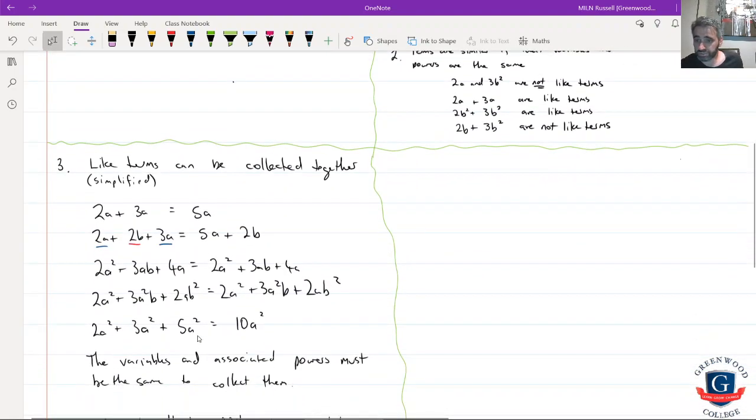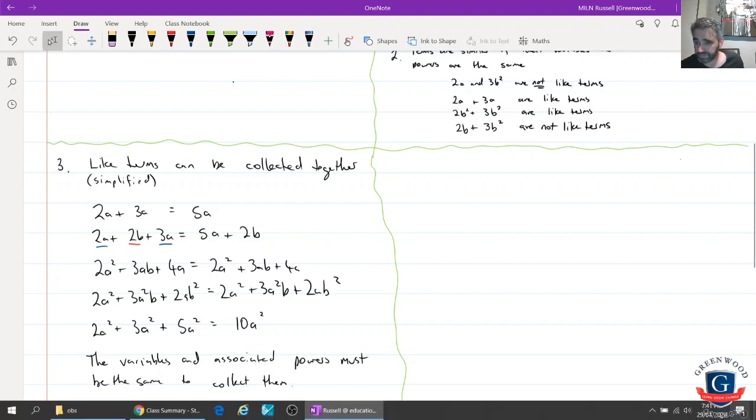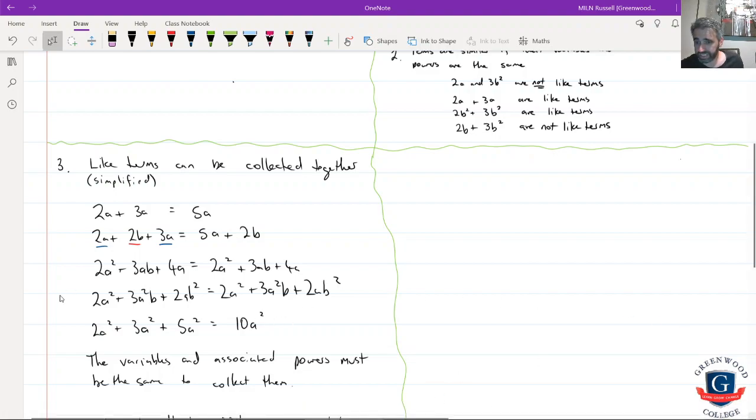Like terms can be collected together. 2a and 3a are like terms because they both have a's. If they are like, we can then add the coefficients together. So if we have 2 lots of a plus 3 lots of a, that means we have a total of 5 lots of a. Now in this case, we've got 2a plus 2b plus 3a. This 2 lots of a plus another 3 lots of a gives us 5 lots of a plus the 2b left over.